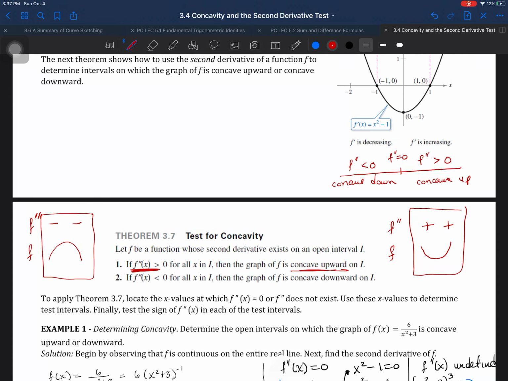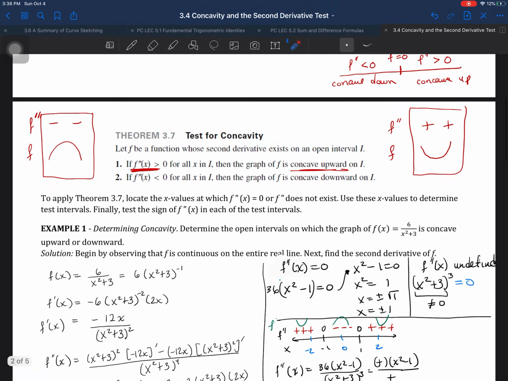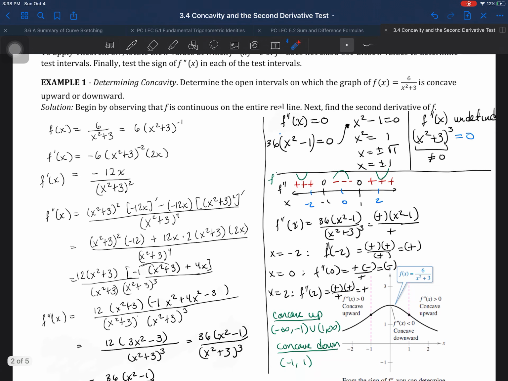So this is how we're going to be able to do this, almost the same way we did it for the first derivative. We're going to find when the second derivative is 0, and also when the second derivative is undefined, and that will help us subdivide the number line so that we can create these subintervals. Let me say that again. We're going to find when the second derivative is 0 or undefined. This will allow us to break the number line into regions, and then we can test where the second derivative is positive or negative.